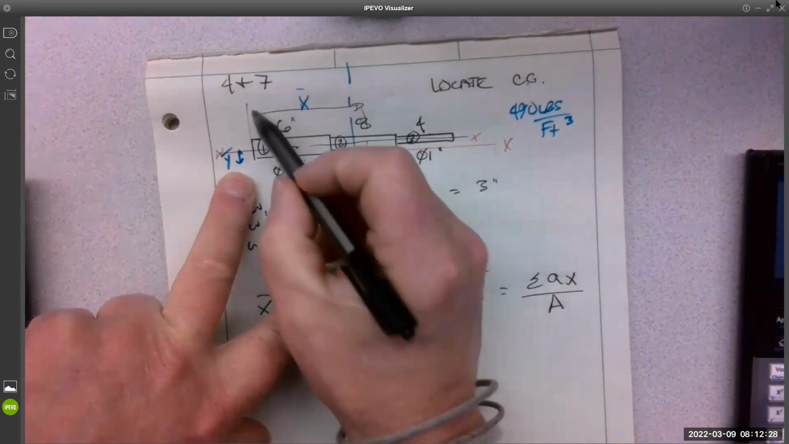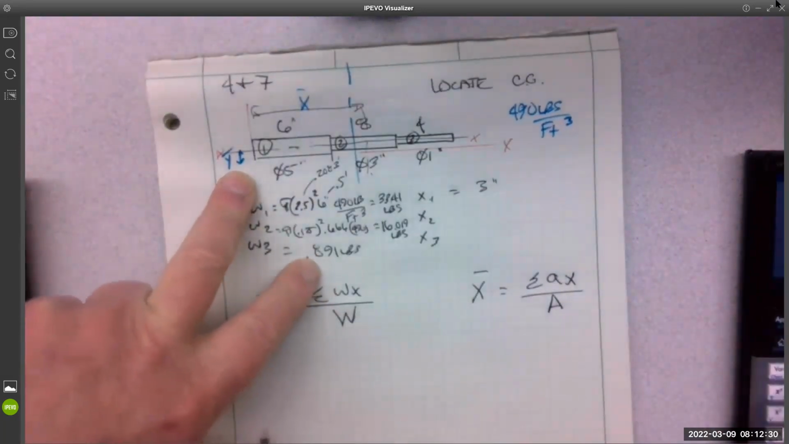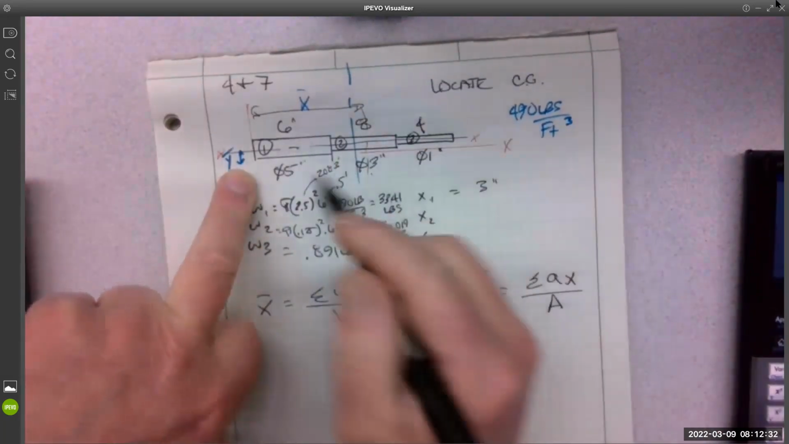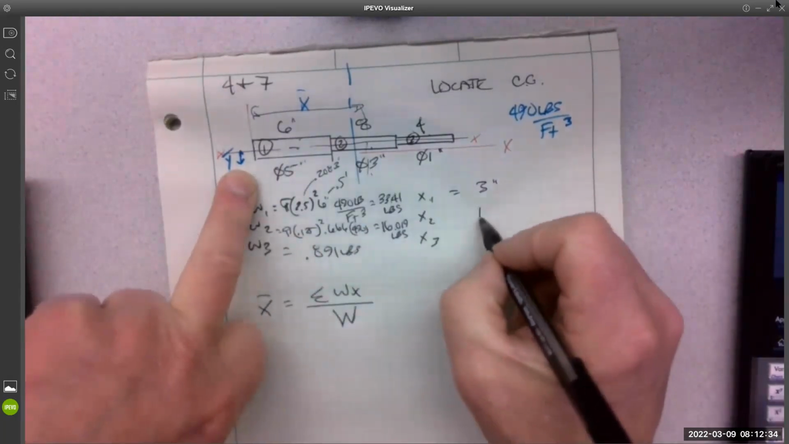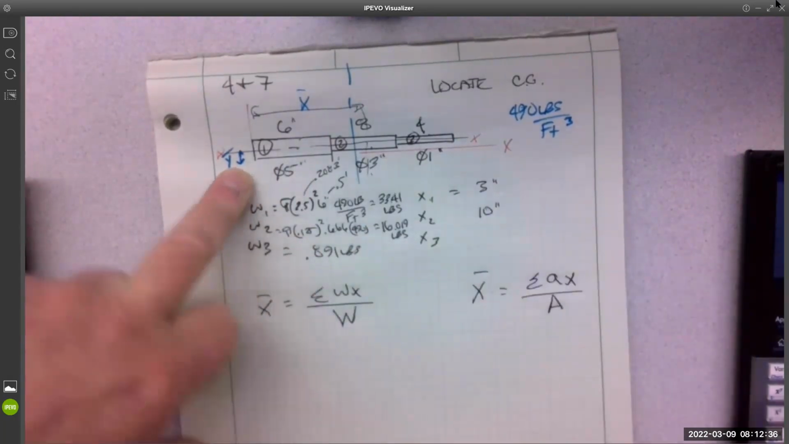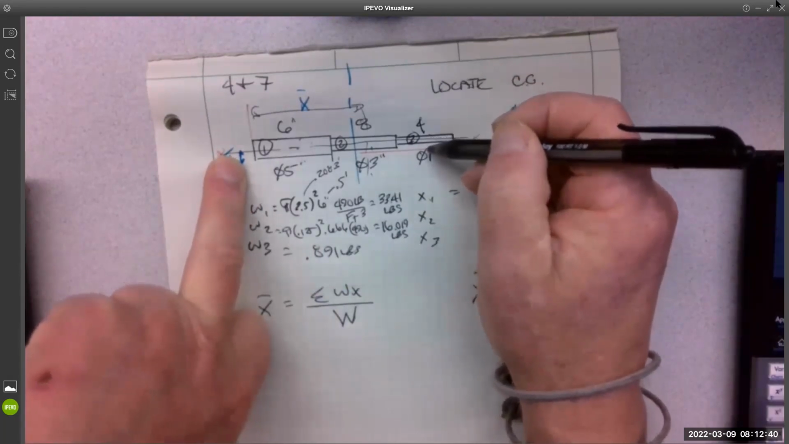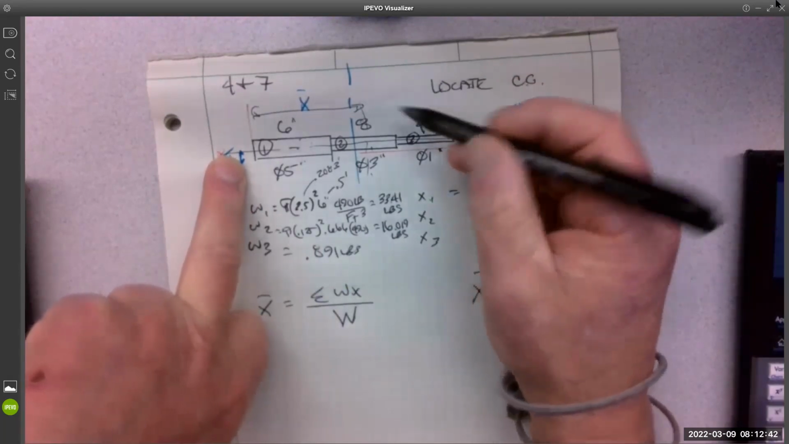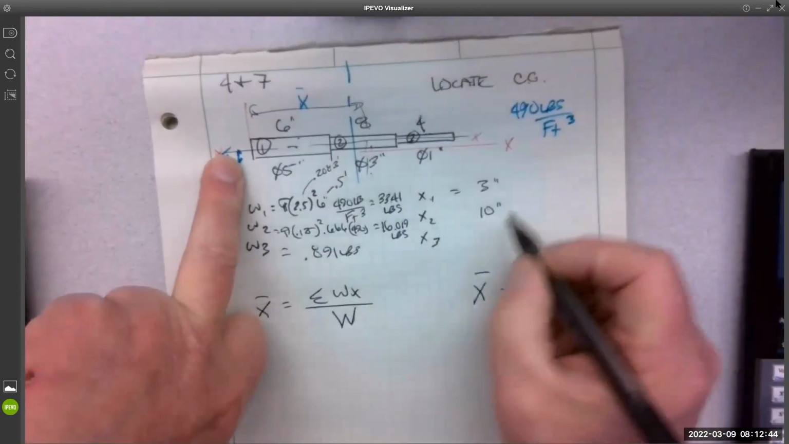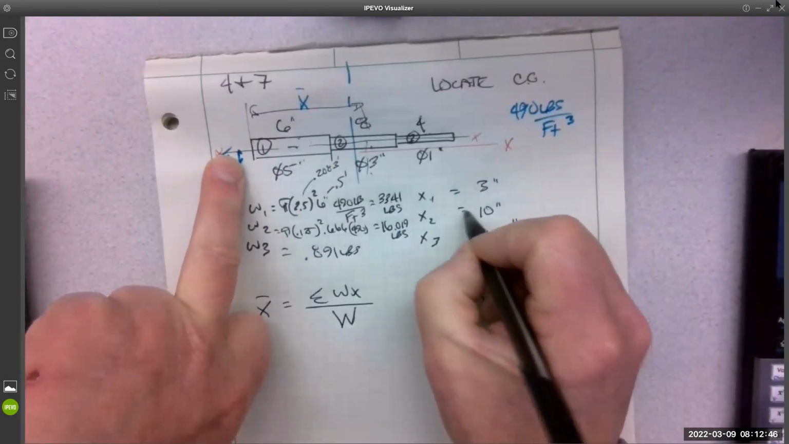Yeah, so it's all the way over. So you have to keep your reference, keep your axis. So it's 6 plus 4, 10 inches. And then X to the third area. Yeah, 2 and 8 is 10 plus 6 is 16 inches.